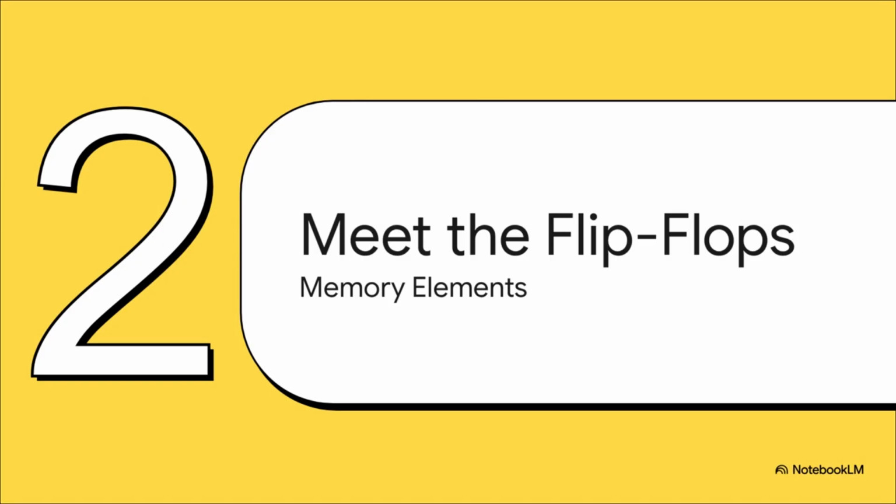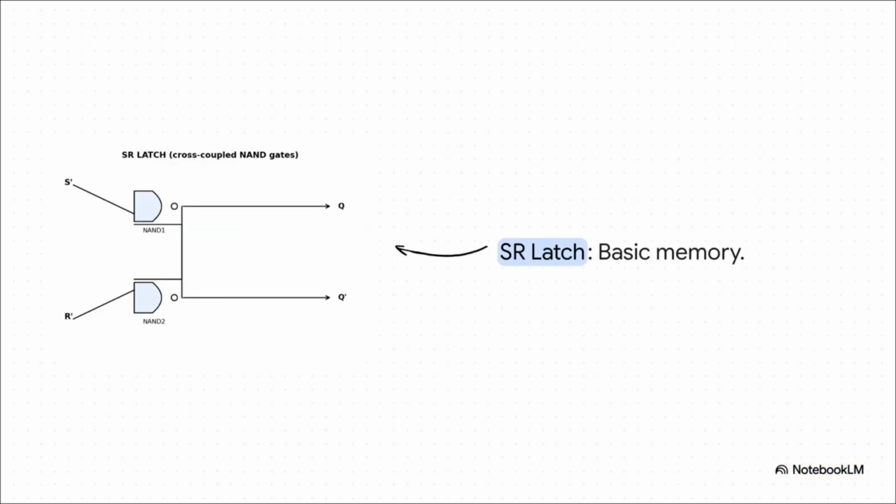Moving right along to section 2. Meet the flip-flops. See, a computer that only adds in the present moment isn't all that useful, right? We need a way to actually remember that math and store data. That introduces our foundational memory elements called flip-flops. Under the hood, the most basic memory circuit is the set-reset or SR flip-flop. It uses cross-coupled gates, where the output of one feeds directly into the input of the other, to indefinitely hold a state of either a 1 or a 0. It's basically your digital memory baseline.